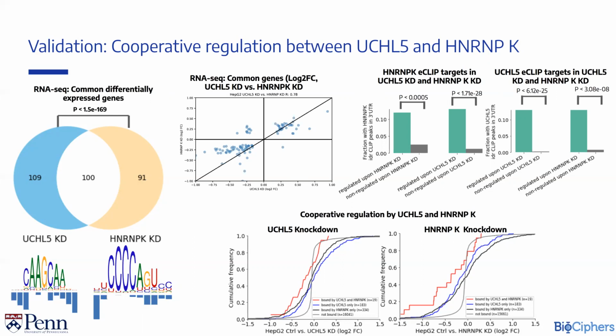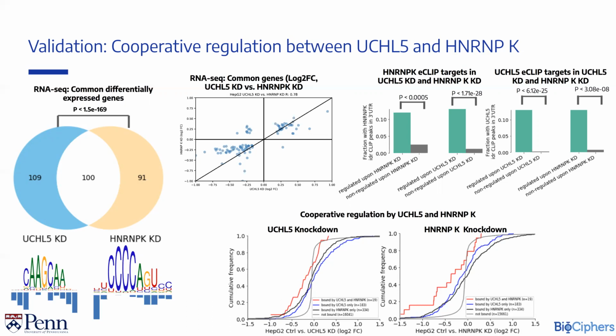Here we can see higher magnitude of altered gene expression in genes bound by both RBPs, shown here in red, when compared to genes bound by UCHL5 only, shown here in blue, or those bound by HNRNPK only, shown here in black. Least expression change is in the genes that are not bound by either. So altogether, these results suggest that there is potentially some cooperative regulation between these two proteins.